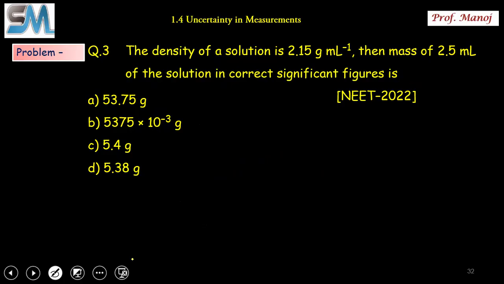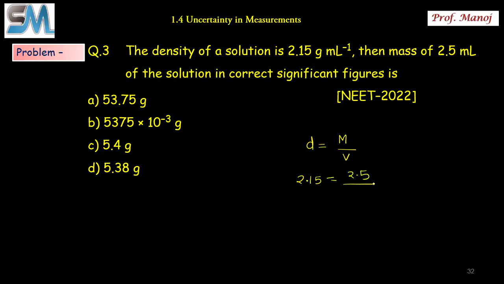This was quite a recent question asked in NEET 2022. And you will see the question is quite similar to what I solved. Density is equal to mass over volume. Density given is 2.15. Mass is to be calculated. And volume is given as 2.5. So mass is equal to 2.15 into 2.5.